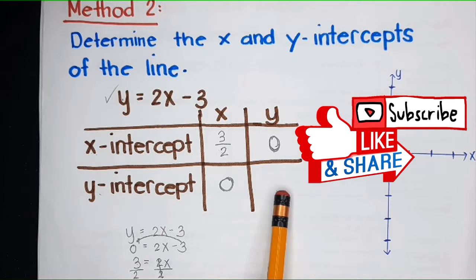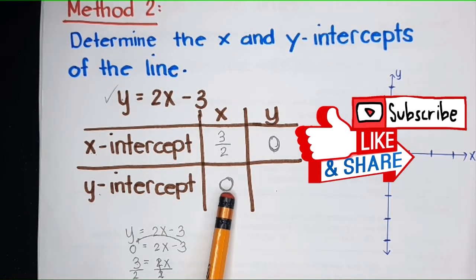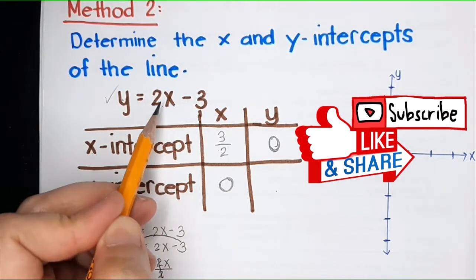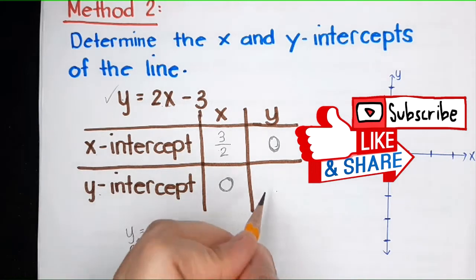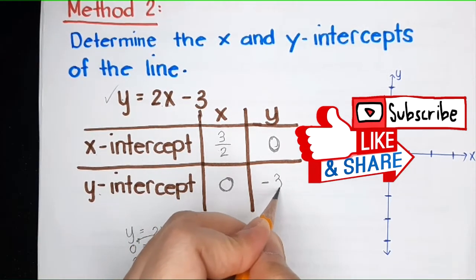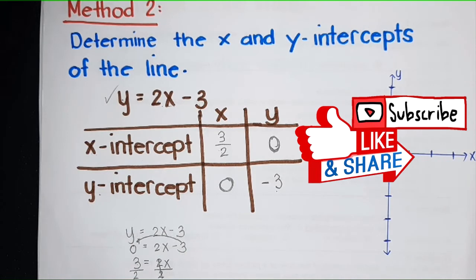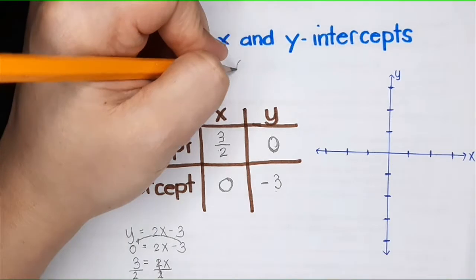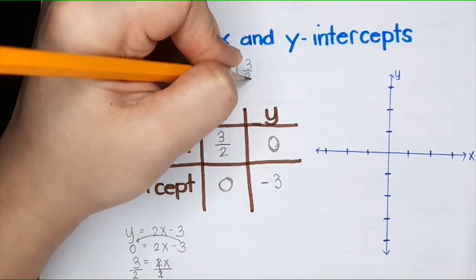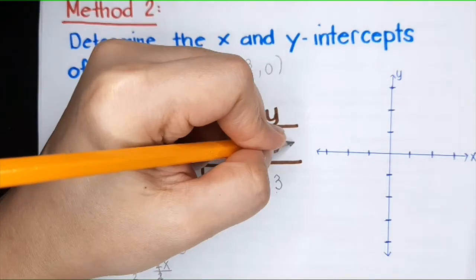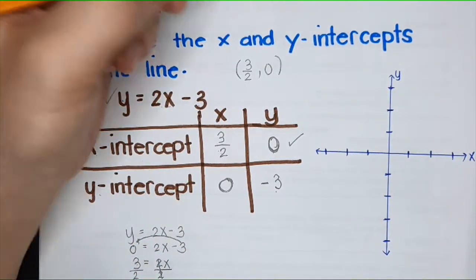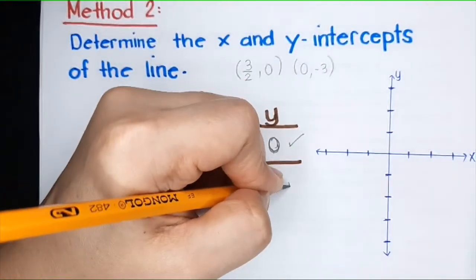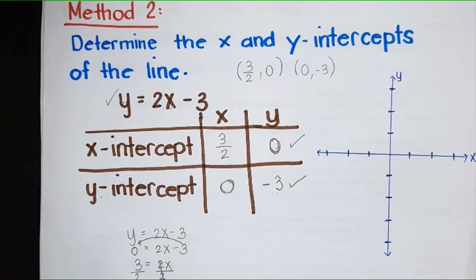Okay? So, what is the value of y when you substitute x equal to 0? Ito lang. 2 times 0, it's 0. Okay, so 0 minus 3, you'll get negative 3. Okay, so ipa-plot nyo lang yung points na yan, yung dalawang points na ito. Again, ano yung dalawang points natin? We have 3 halves, 0. Ito yon. Alright? And then our second point is 0, negative 3. Ito yun. Alright? Okay, i-plot na lang natin.